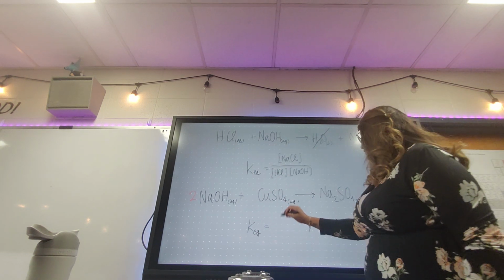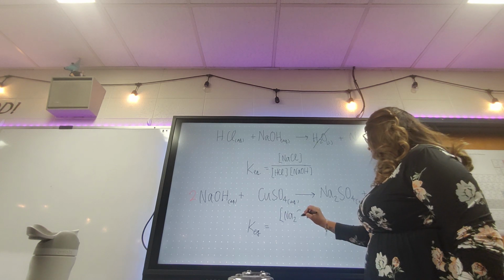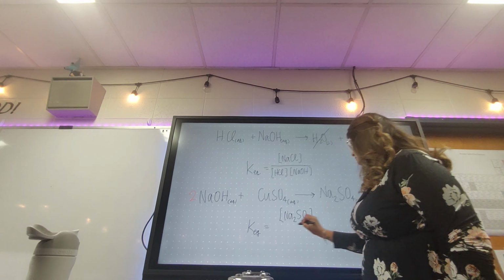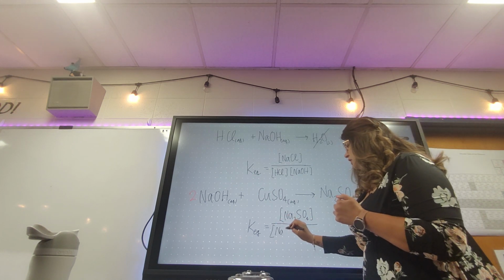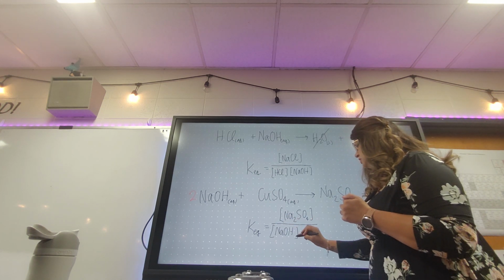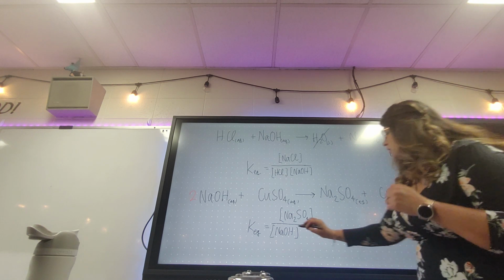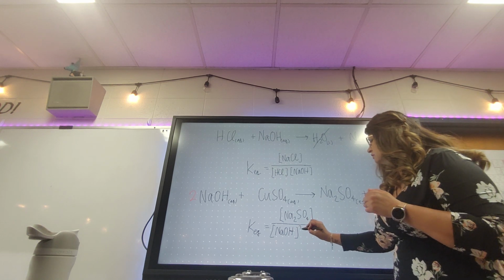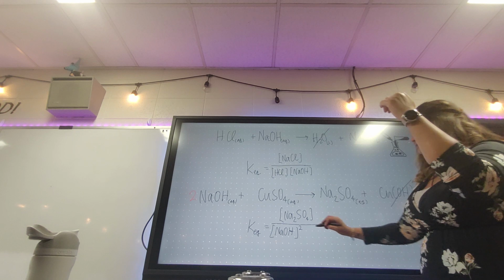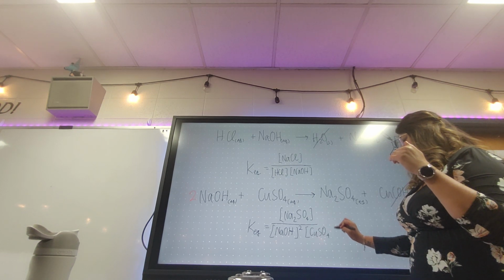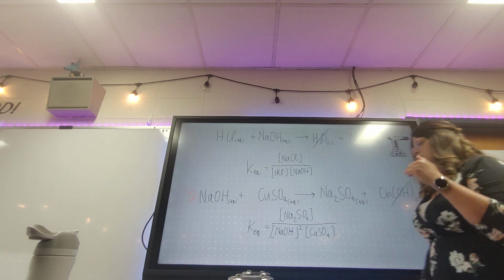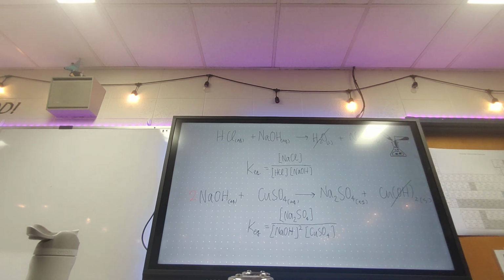Okay, so again, I have only one product and 2 reactants. But now, do you see NaOH has a stoichiometric coefficient there that's not 1? So I'm going to have to include that 2 as my exponent for NaOH. And that's my answer. How was that?